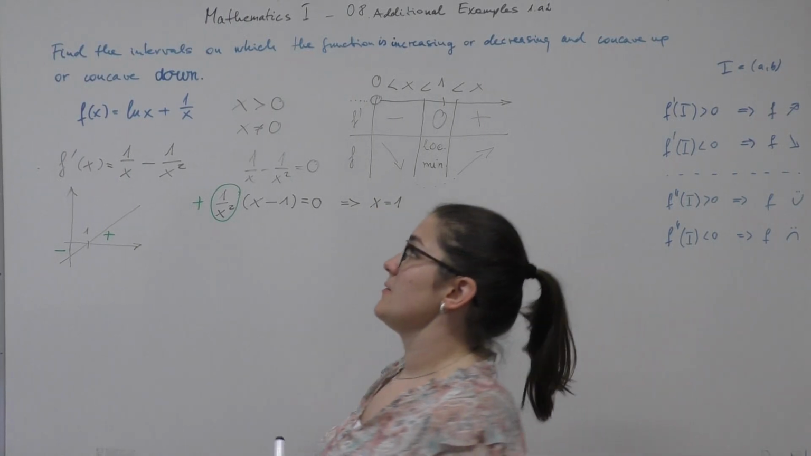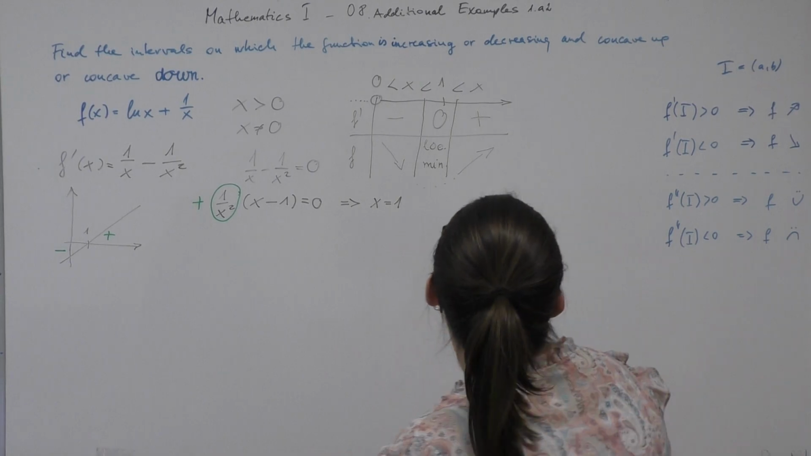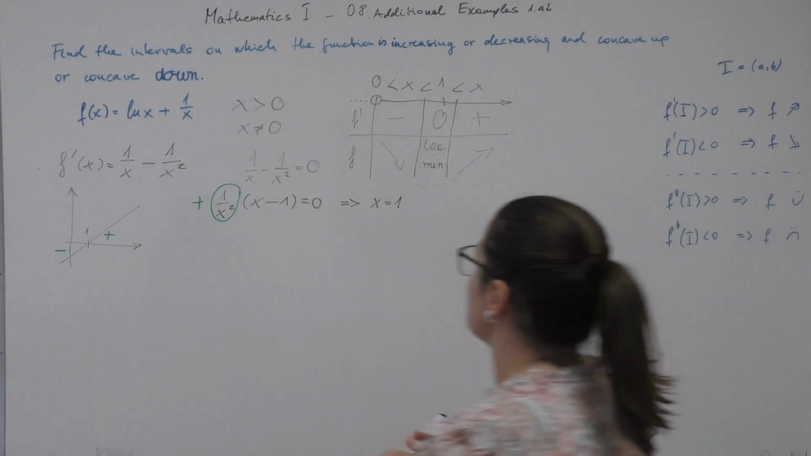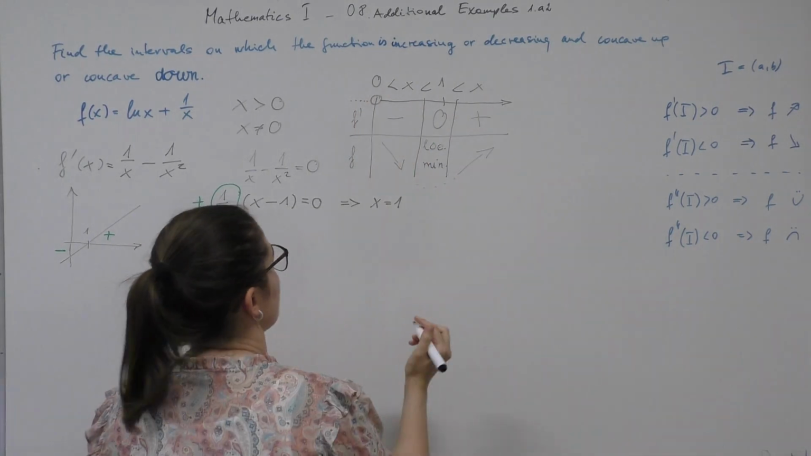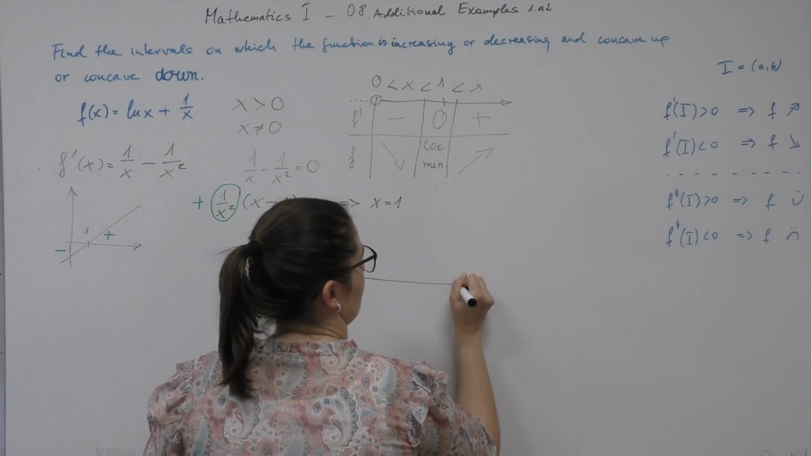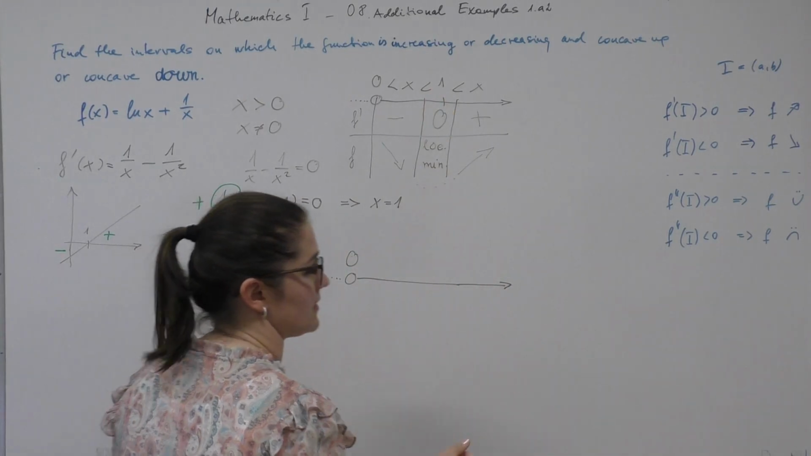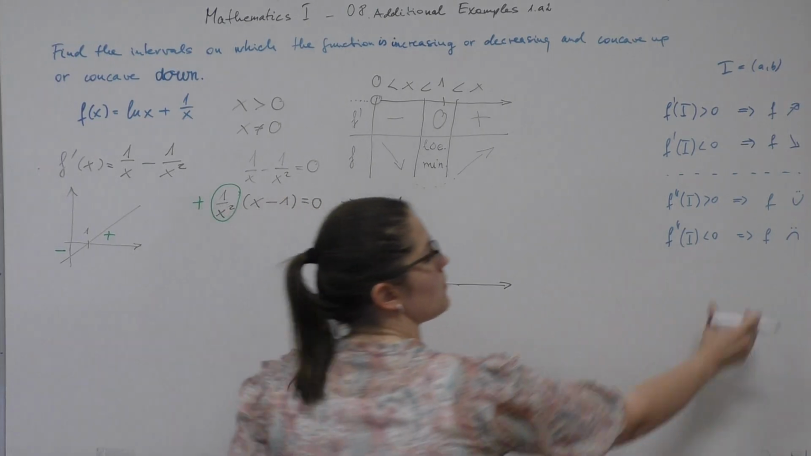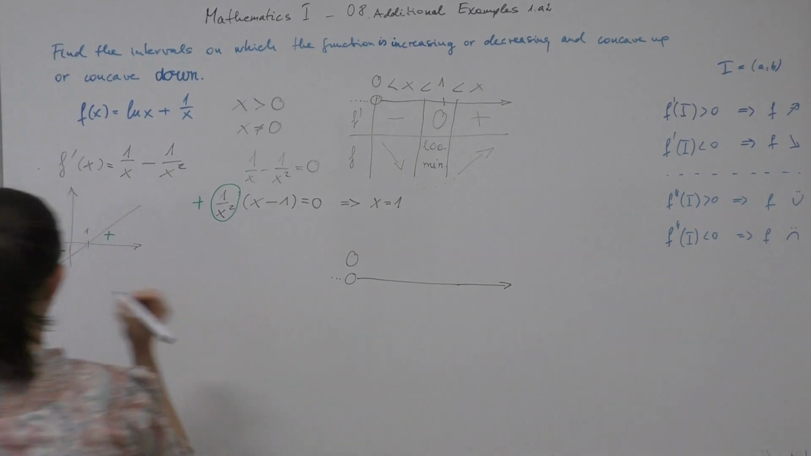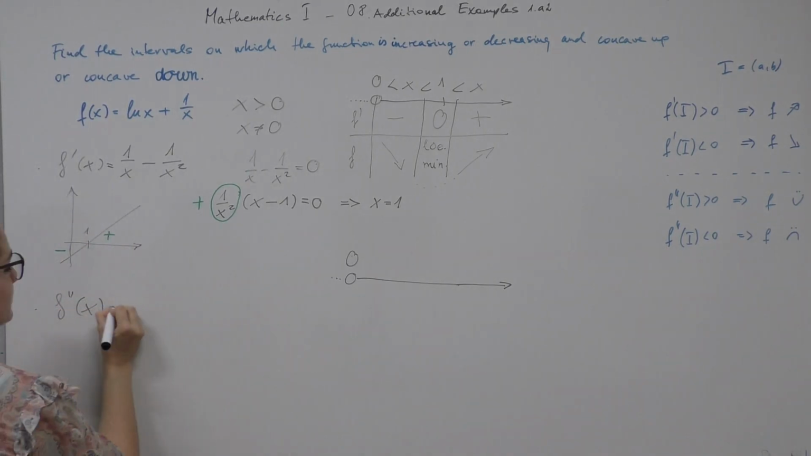All right. So now we have to find the intervals on which the function is concave up or concave down. We begin with the domain of the original function, which will look like this on the number line. We've already seen this. And we know that we want to apply these rules, so I have to first find the second derivative of the function.